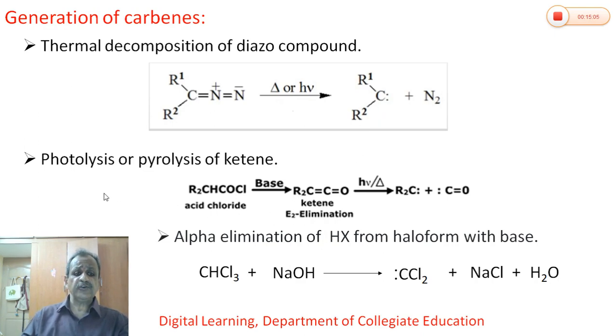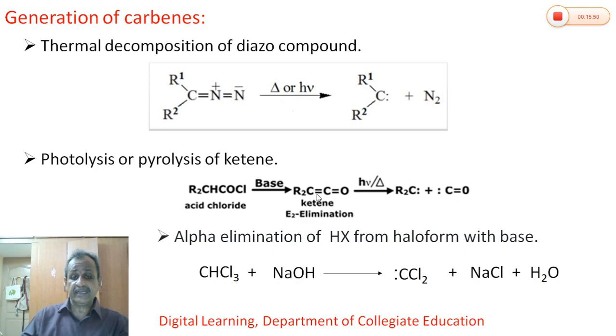In another reaction, photolysis or pyrolysis of ketene. Photolysis means a photochemical reaction; pyrolysis means heating, a thermal reaction. This is known as ketene: C double bond O. When an acid chloride is treated with a base, we lose hydrogen from this carbon and chlorine from this carbon, eliminated as HCl, and we get C double bond O. Ketene is generated.